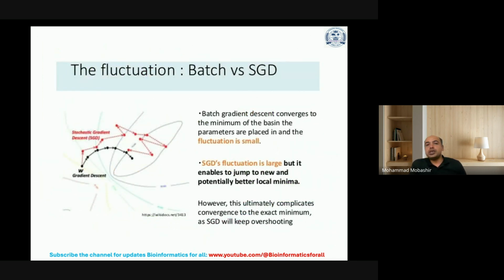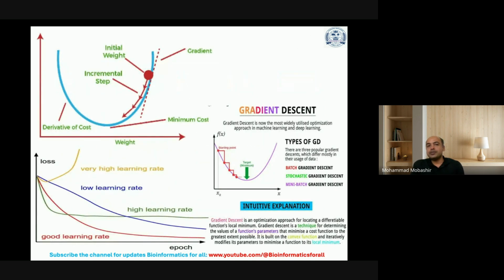Now, what kind of fluctuation could you observe while performing batch or stochastic gradient descent? One could be random, another will be some kind of continuous. Batch gradient descent converges to the minimum of the basin. That is what you saw in the first figure.